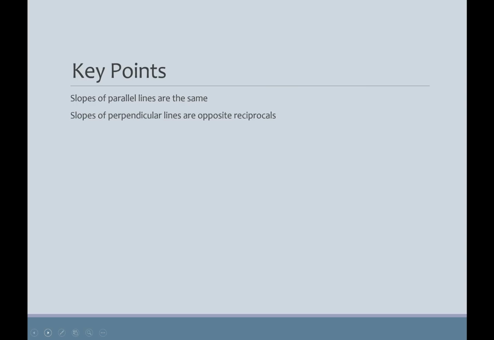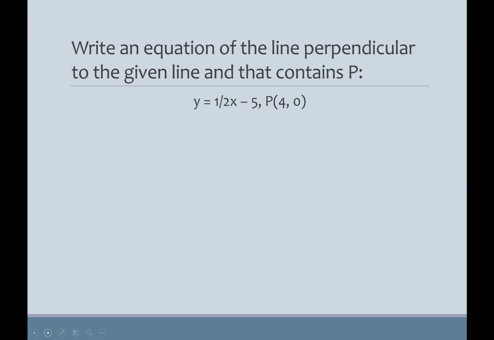So if you remember, the slopes of parallel lines are always the same, and the slopes of perpendicular lines are opposite reciprocals. Remember, with opposite reciprocals, we mean if the slope is -3, then the slope of a perpendicular line would be positive 1/3. If the slope is -5/2, the slope of a perpendicular line would be 2/5. So we flip the fraction and then change the sign to its opposite. This was from your notes the other day.